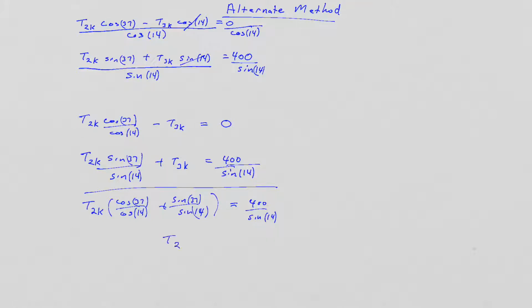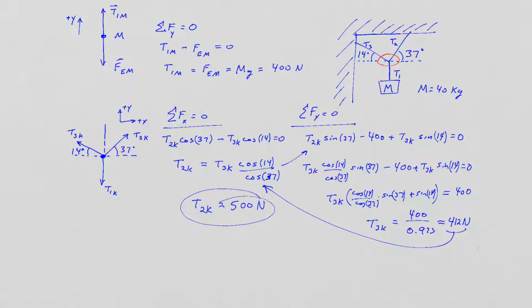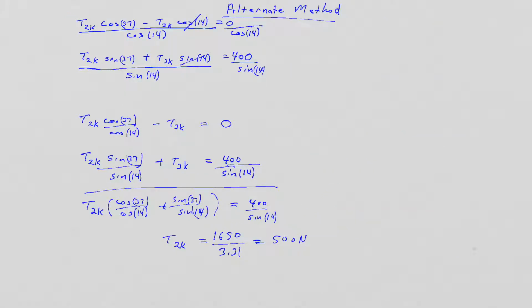If we carry this out, we're going to have to pull out the calculator, and what we'll see is this term on the right is 1,650 divided by 3.31, which is approximately 500 newtons. This is the same answer that we had before. Clearly we can put this value of 500 back into one of our original equations and get a value of T3k, which will turn out to be, once again, about 412 newtons.